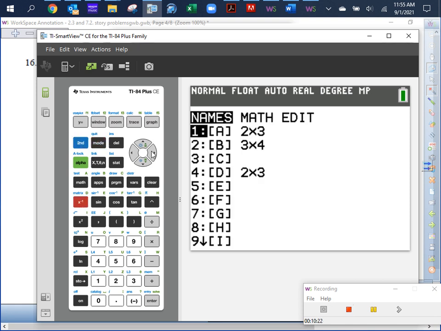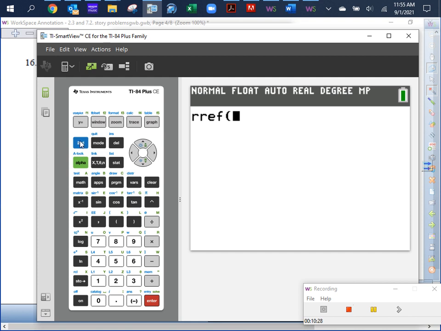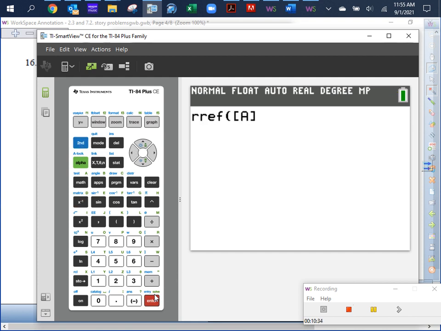So second matrix, we go over to math. Option B is in there for reduced row echelon form. And go choose our matrix. Mine is matrix A, whatever yours is. It could be a different letter. And get our solutions matrix. This is what you've got to write down.